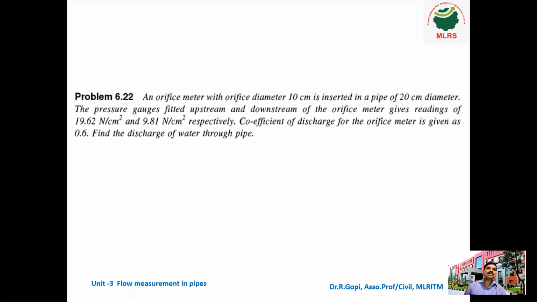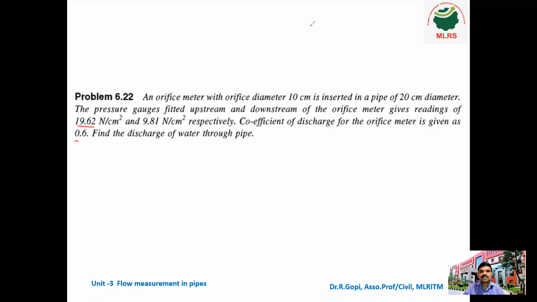So let us see the first problem in orifice meter. An orifice meter with orifice diameter 10 cm is inserted in a pipe of 20 cm. So inlet diameter is 20 cm and the orifice diameter is 10 cm. The pressure gauges fitted upstream and downstream side of the orifice meter give the readings of 19.62 Newton per centimeter square and 9.81 Newton per centimeter square respectively. Coefficient of discharge for the orifice meter is given as 0.6. Find the discharge of water through the pipe.